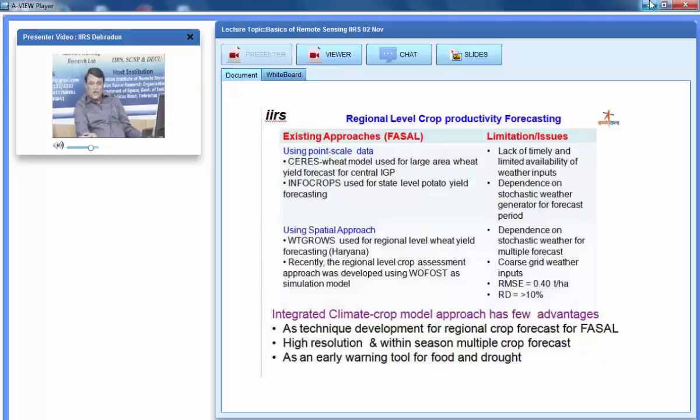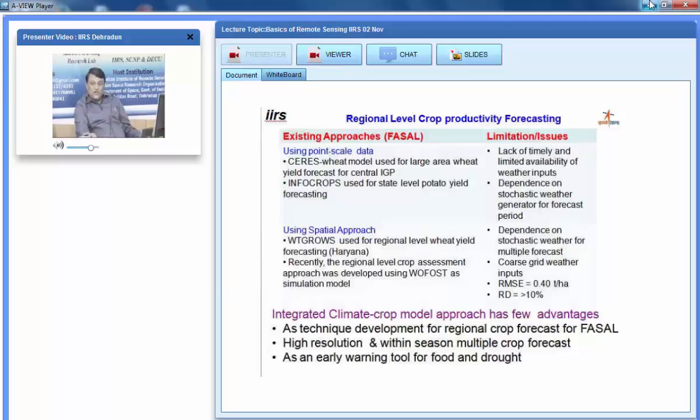Another is the dependence on the stochastic weather generator for the forecast period. Most of these exercises or studies used a stochastic weather generator for generating the weather input for the remainder period of the forecast. Using a spatial approach, WOFOST is also used, and this approach is used in the MARS project, but this also again depends on the stochastic weather generator for the multiple lead time, advanced lead time forecast.